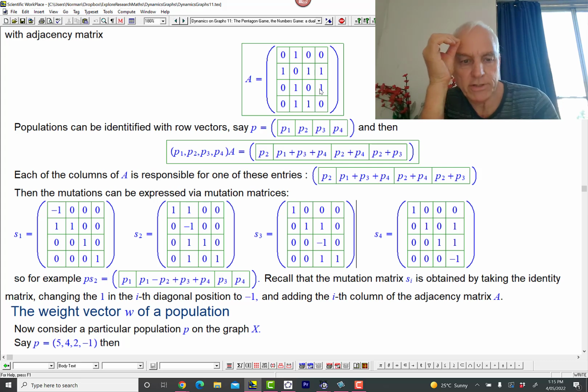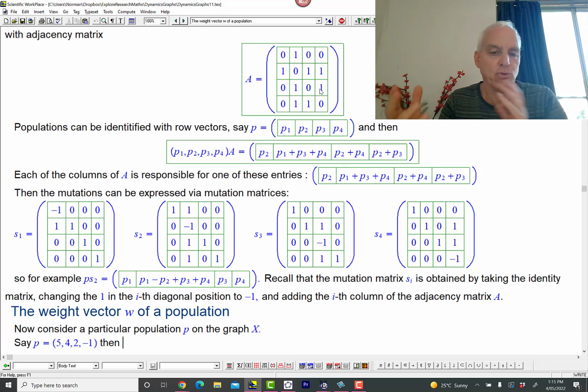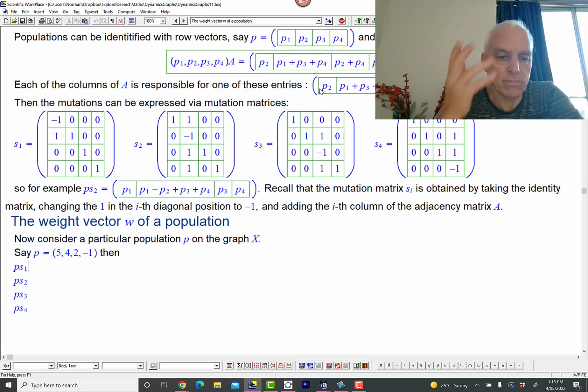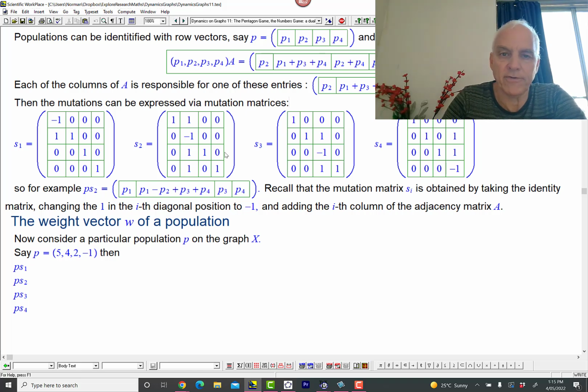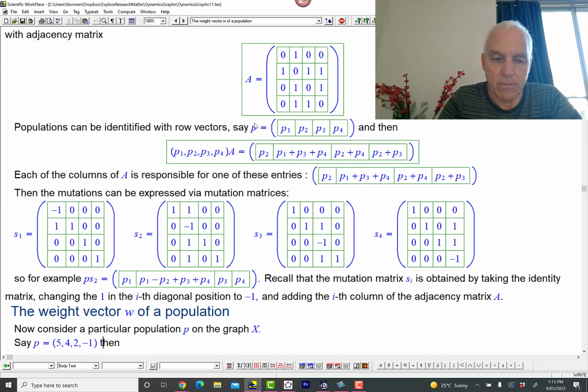Okay, so now I want to introduce the weight vector W of a population. I'm going to introduce this duality. For every population, there is a corresponding column vector called a weight, or a weight vector. I want to proceed with an example. Suppose that we consider a particular population P on this graph X up here. Let me remind you, maybe I'll just copy that so it's clear in your mind.